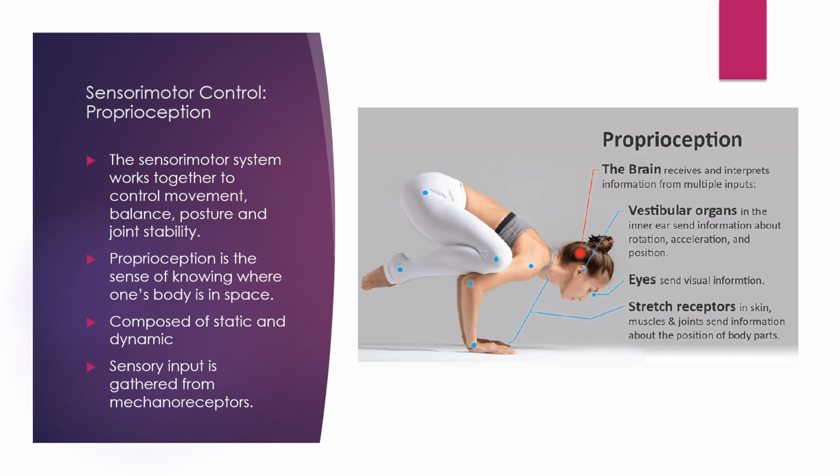The factors that contribute to the mechanical efficiency and the long life of our cars are akin to the features needed for optimal function in the body: stability and mobility. Here you can see in the picture the brain receives and interprets information from multiple inputs. The vestibular organs inside our inner ear send information about rotation, acceleration, and position. Our eyes send visual information, and our stretch receptors in the skin send information as well.